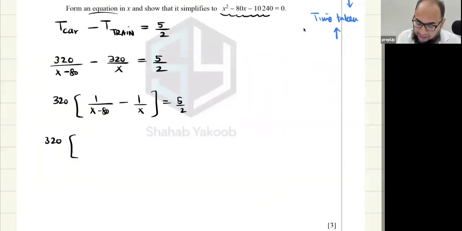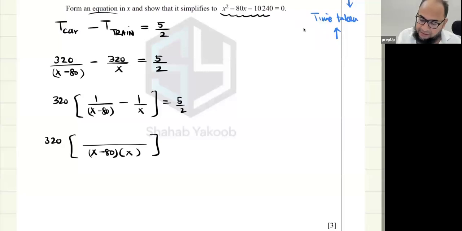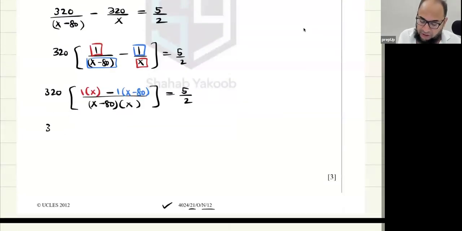320 as it is. Take LCM, that is x minus 80 in brackets. And this is x. This 1 multiplies with this x, so that's 1 into x. This 1 multiplies with x minus 80, this is 1 into x minus 80. There is a negative sign in between, and this is equals to 5 over 2. So 320 over x and x cancels out. We have plus 80 over x square minus 80x. This is equals to 5 over 2.